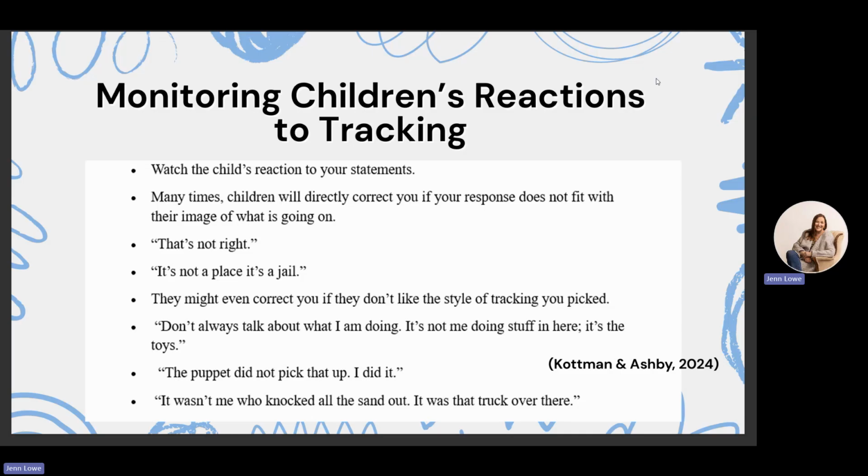"Don't always talk about what I'm doing. It's not me doing stuff in here, it's the toys. The puppet did not pick that up, I did. It wasn't me who knocked all the sand out. It was that truck over there."